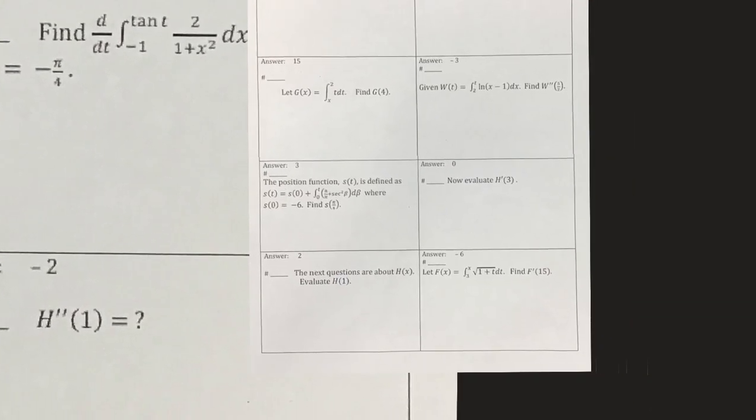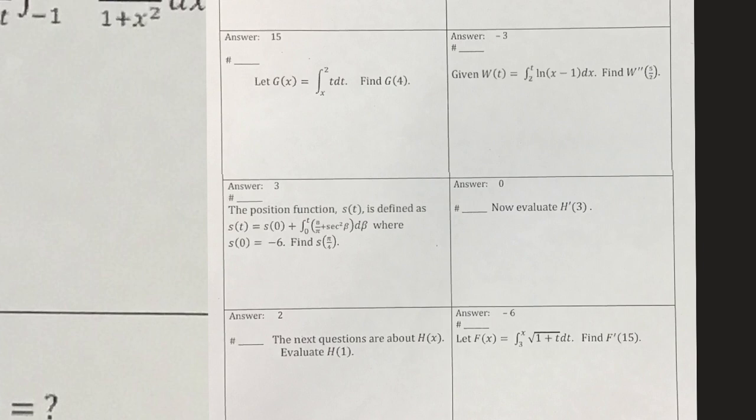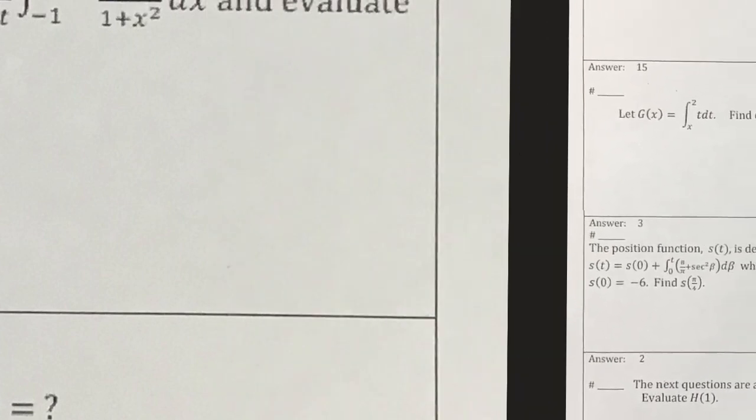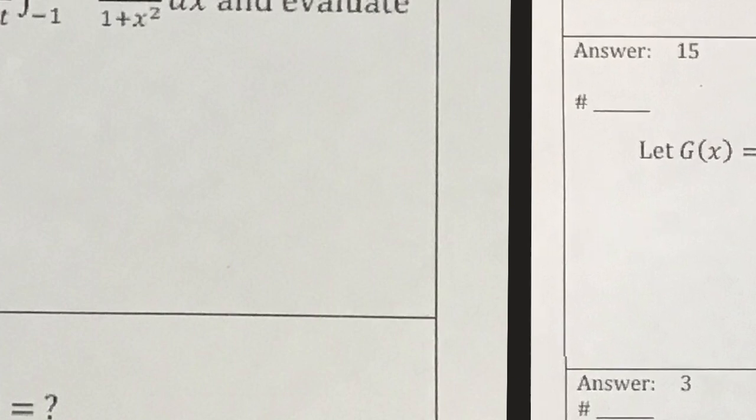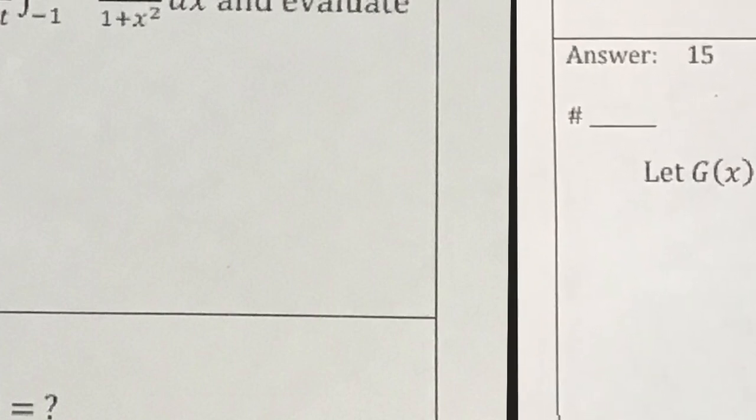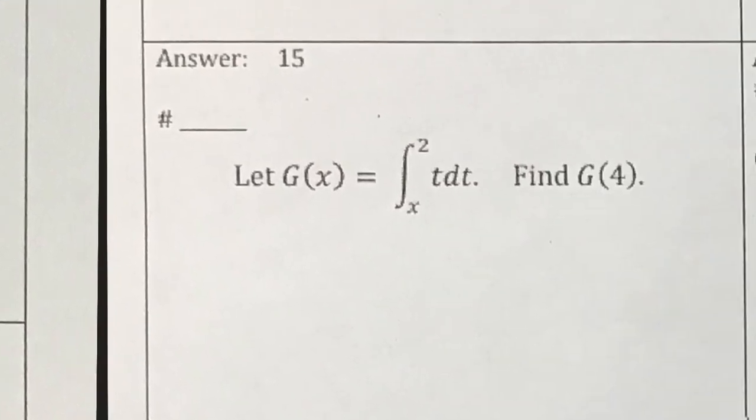So let's find 15 on our other sheets. Here it is, 15 is right there. So we're going to put number 2 right there for 15. Sorry, I'm discombobulating everything.